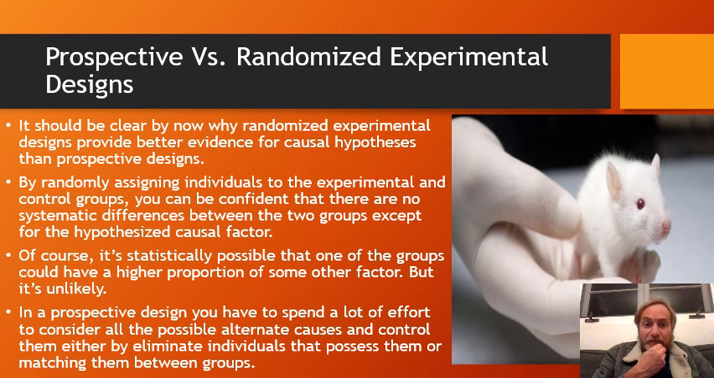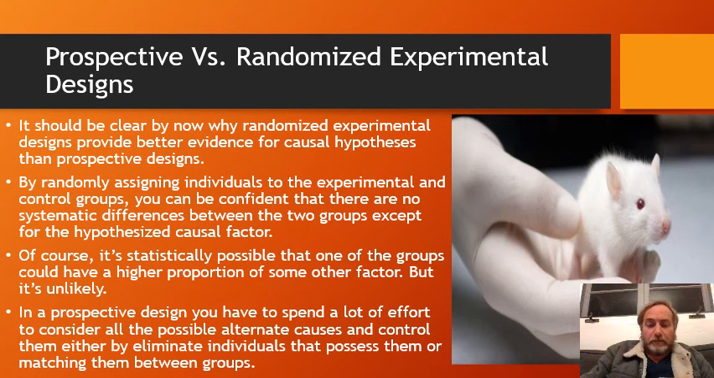Okay, so prospective designs. It's kind of clear at this point why a randomized experimental design is going to be better evidence for a causal hypothesis. It really preserves the randomness of the sampling much better, right? By randomly assigning individuals to experimental or control, you're confident there are no systematic differences between the two groups. If you do see a difference, it must be the causal factor.